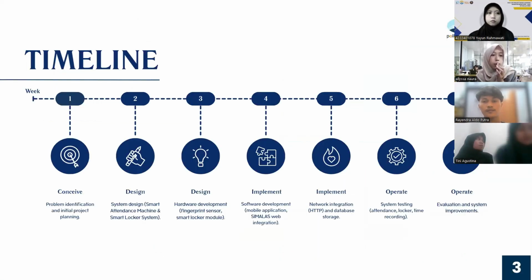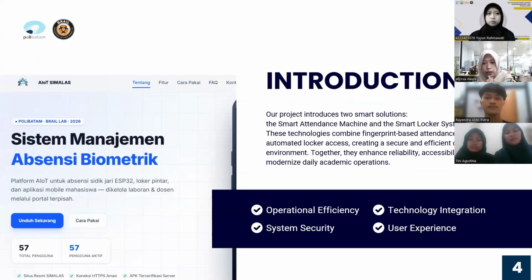And here is our timeline. First, we identified the problem and initial, and then we designed a system. The system is smart and socially smart. After that, we will get our global system. Then our application has the website integration. After that, we implement the integration network, and then the base storage, and then also the regular system testing.